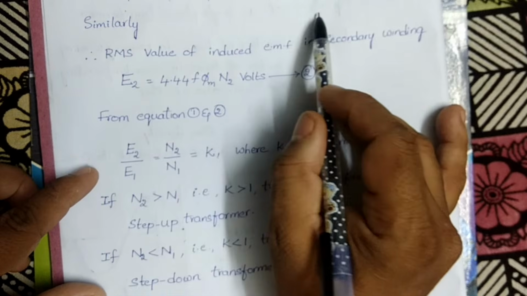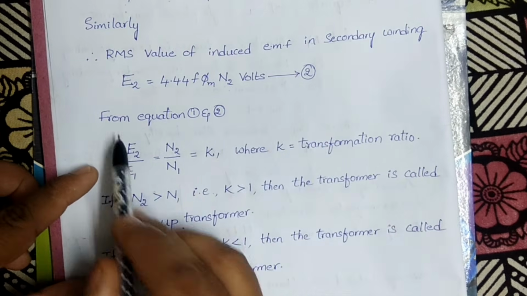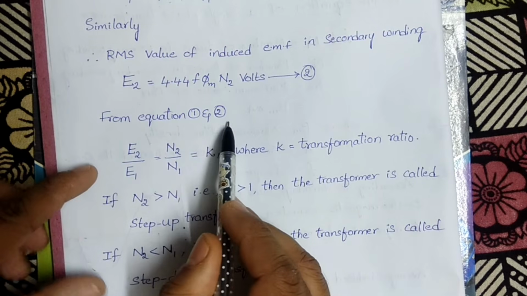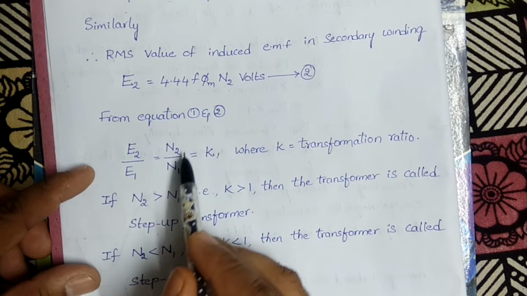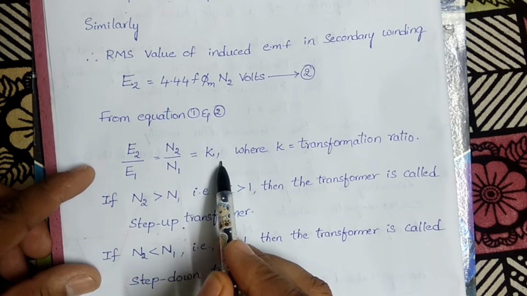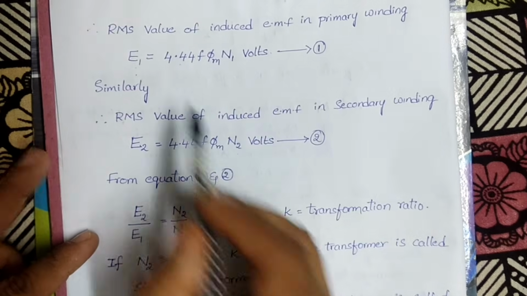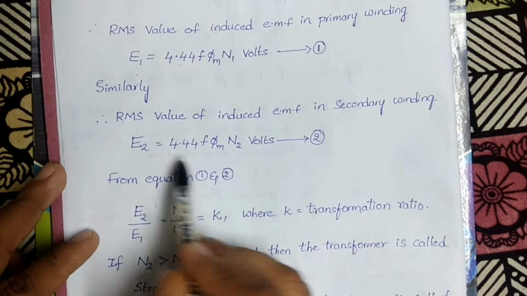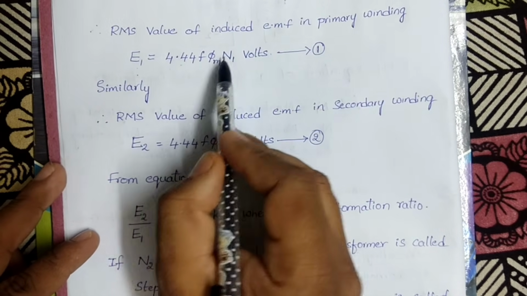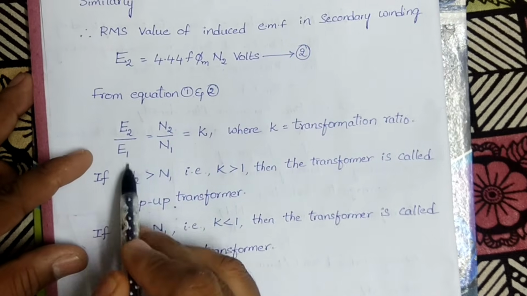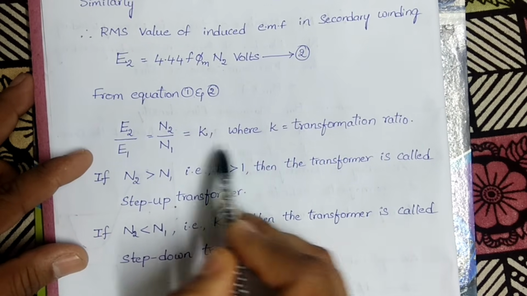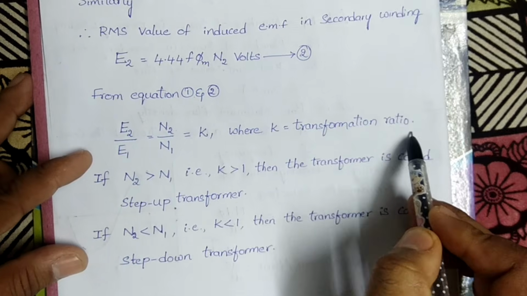So this is equation 1 and this is equation 2. From equations 1 and 2, E2 by E1 equals N2 by N1 equals K. That is, 4.44 f phi m and 4.44 f phi m cancel. So from equations 1 and 2, E2 by E1 equals N2 by N1 equals K, where K is the transformation ratio.